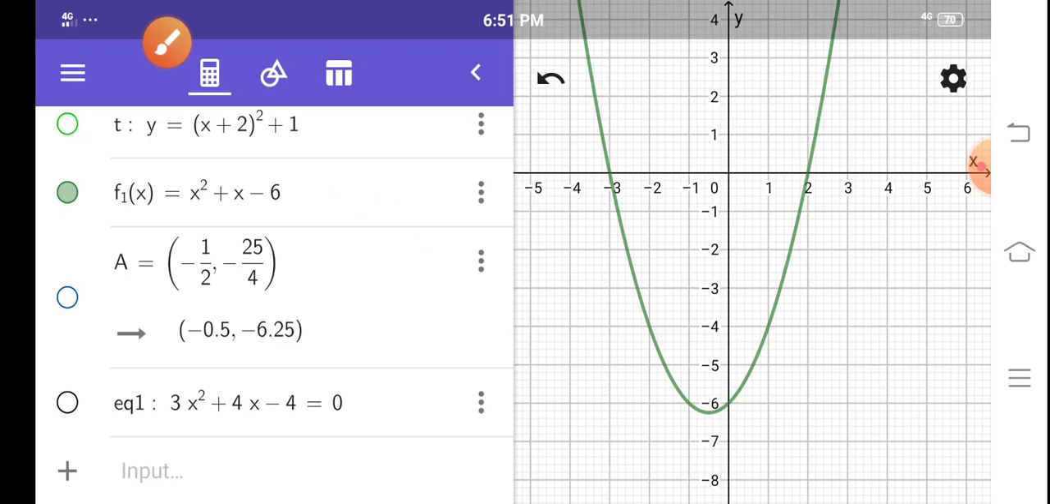You notice that our roots are -3, this one here, and the other one is the other root. So when we say root, it is where our graph passes the x-axis. Again, when we say the root or roots, it is where the graph passes the x-axis. So we have the root -3, and the other root is 2.